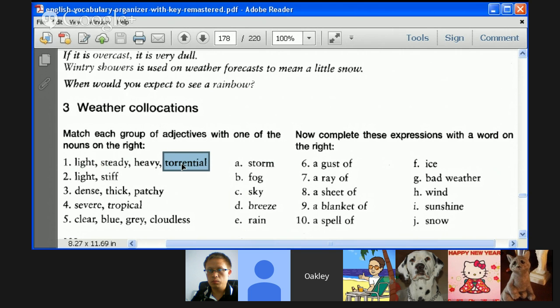Torrential. This is an adjective which is basically only used to talk about weather. I've never heard this adjective used about anything else. Torrential rain, torrential storm. It could be used with storm. It means very, very heavy, a kind of storm where severe damage is caused. Very heavy rain.